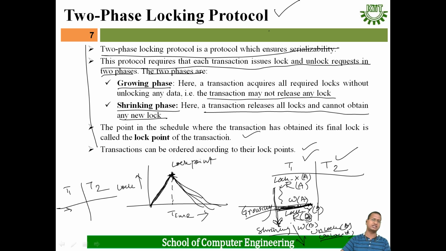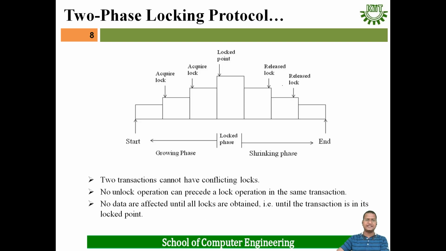Suppose the lock point of transaction T1 is present here, and the lock point of transaction T2 is present later on. Then we can say that the serializability order of transactions T1 and T2 is T1 then T2. Understood? We'll see all those things. In this case, two phases are there. Initially, at the starting of the transaction, it acquires locks till the lock point. Lock point means it is the final lock acquired by that particular transaction.